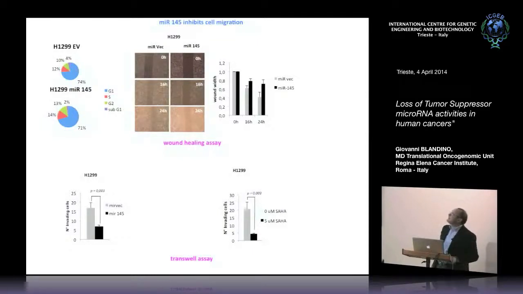So there is a critical role when we restore the expression. Also, if we treat these cells with such, and again, we restore the expression, I'm sure that this does not occur only for 145. Many others will be releasing the methylation, but this is again to complement our finding that there is a tumor suppressor activity once we are able to restore the expression of this microRNA.